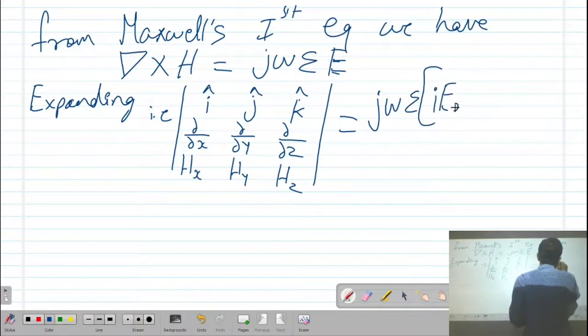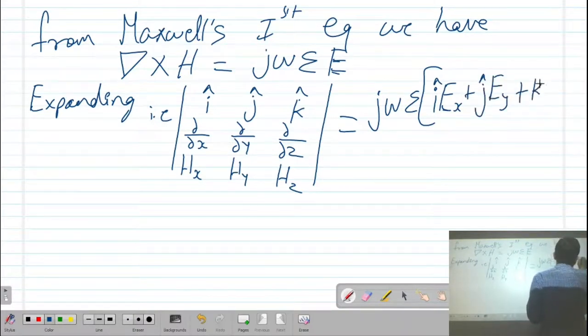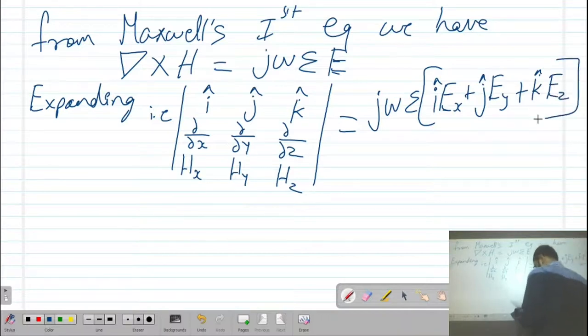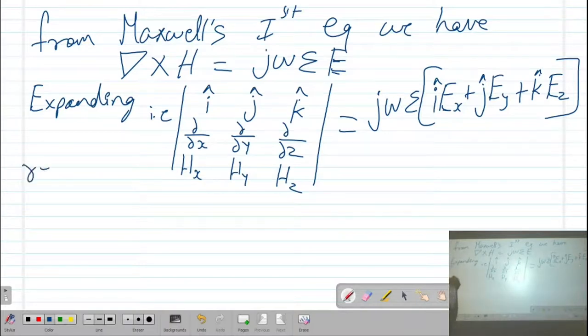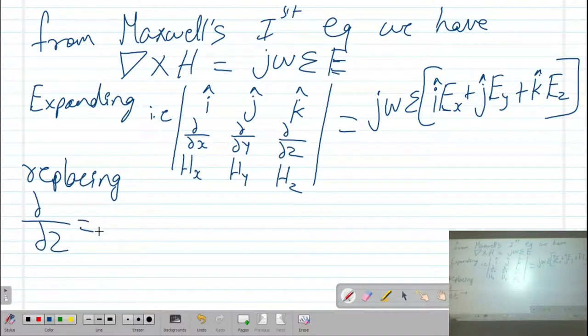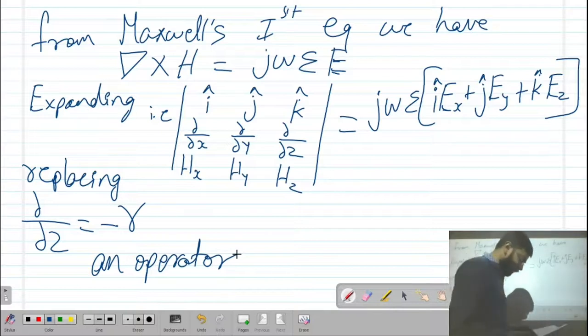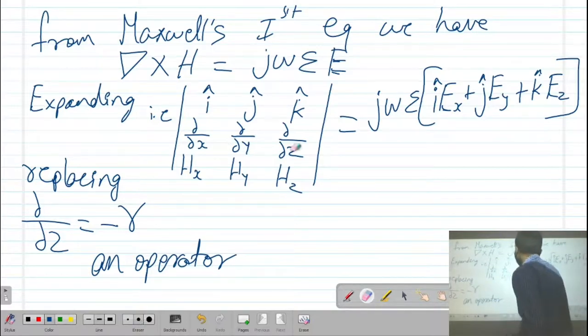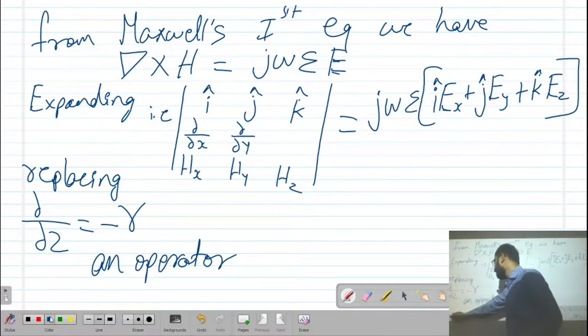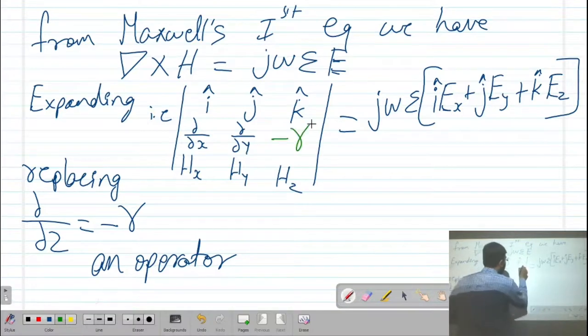times E of x i cap plus E of y j cap plus E of z k cap. Okay, now over here what we will do is we will replace del by del z with minus gamma as an operator. Replacing del by del z by minus gamma as an operator, we will get the replacement of this term by minus gamma, right?